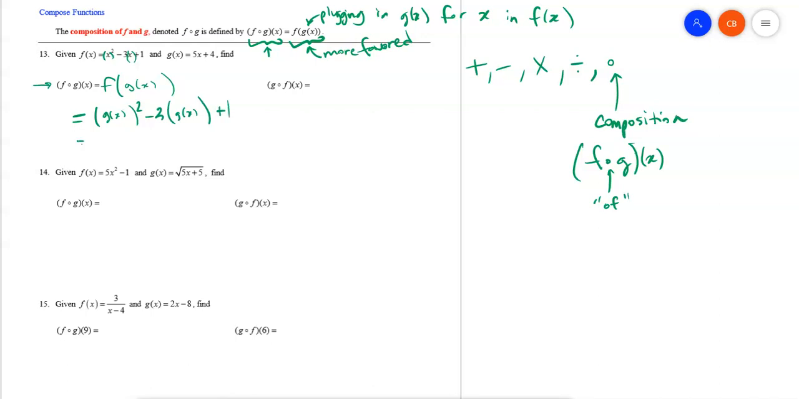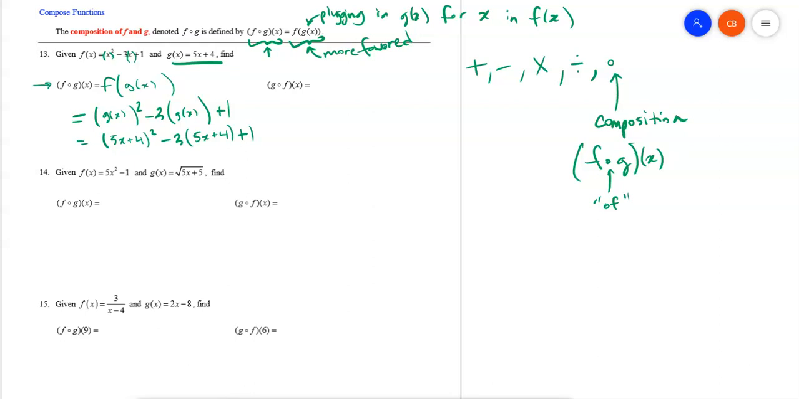And since we have an expression for g of x, we see that g of x actually is just 5x plus 4, so we can plug that in: 5x plus 4 squared, and then minus 3 times 5x plus 4, and then at the very end plus 1.